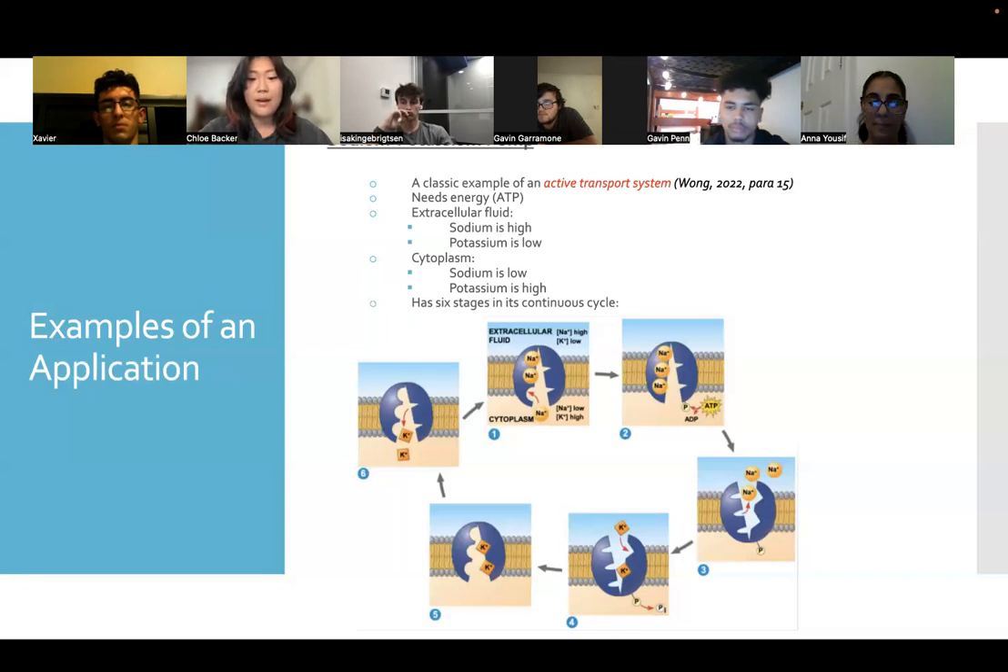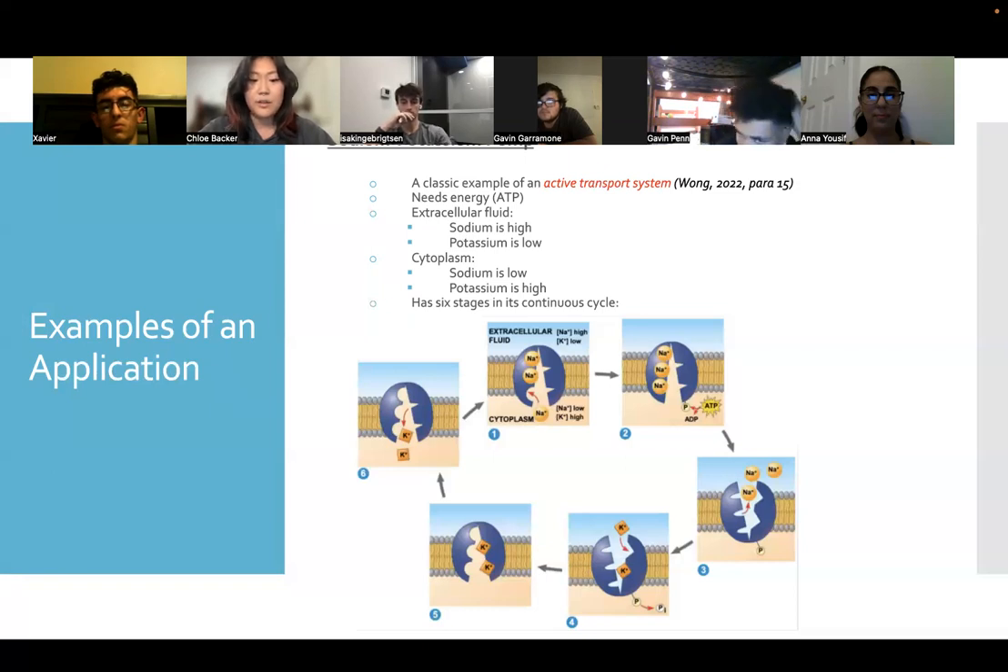A specific type of active transport I'd like to talk about is the sodium-potassium pump. As seen in the diagram below, there are 6 steps to this process. In stage 1, the cytoplasmic sodium binds to the sodium-potassium pump. The affinity for sodium is high when the protein has this shape. Stage 2, the sodium binding stimulates phosphorylation by ATP.